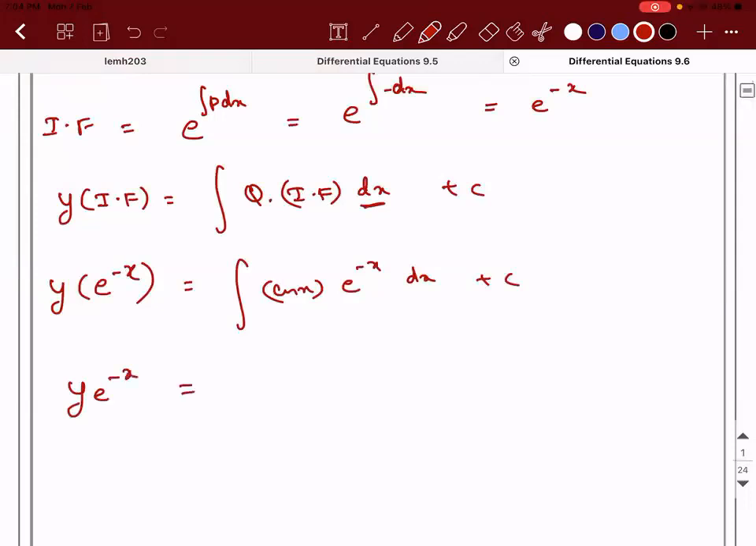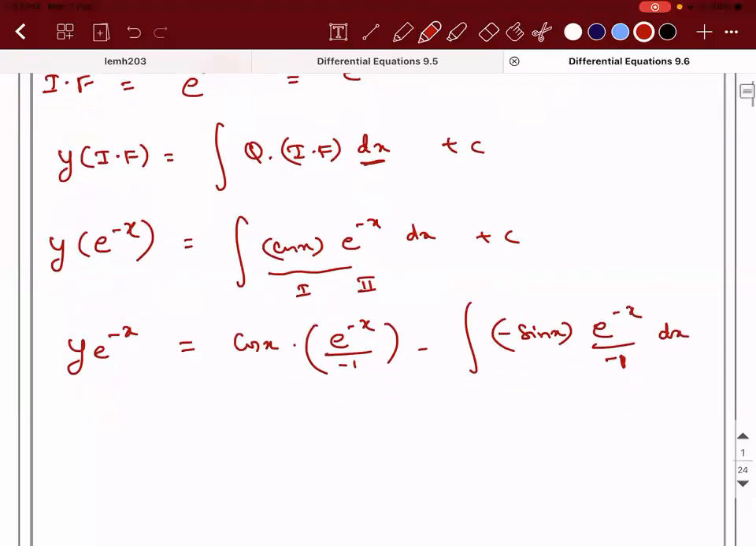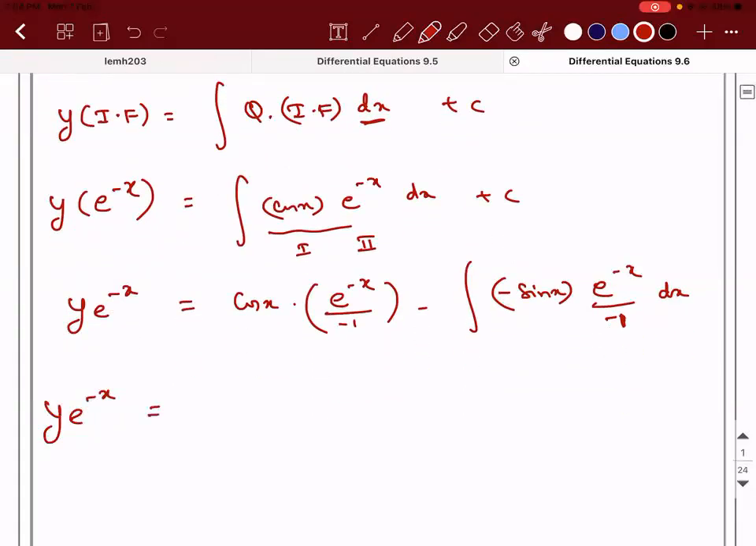So y into e power minus x is equal to, how to solve this, guys? You will use ILATE. So exponential is the least value, the second, and trigonometric is the first one. So first function into integral of second function minus integral of derivative of first function, that is minus sin x, into integral of second function, that is e power minus x by minus 1 times dx. Right. So y into e power minus x is equal to cos x or minus cos x into e power minus x. I'll take this minus sign outside. I'll have plus.